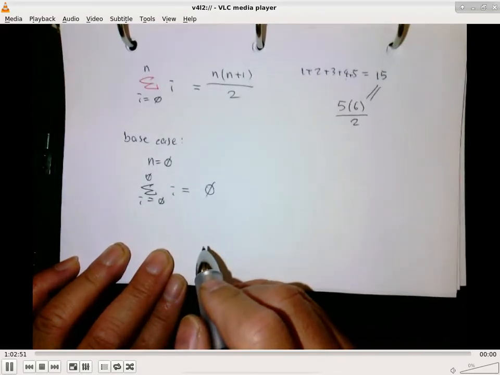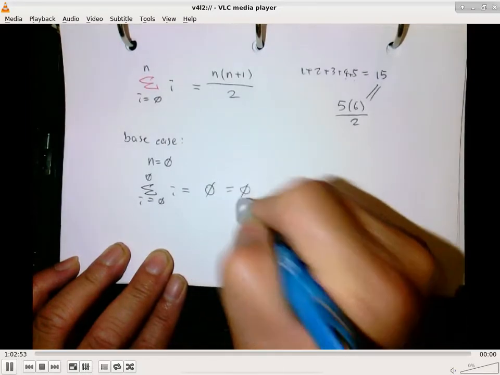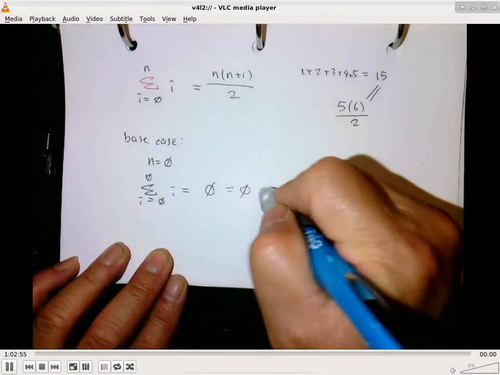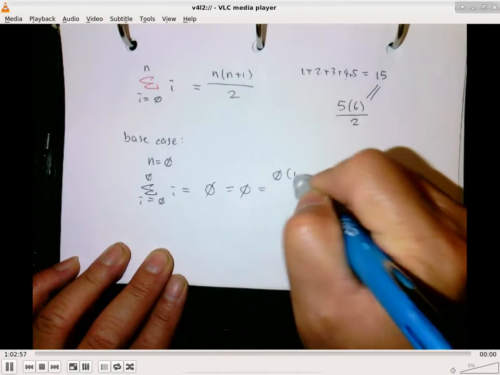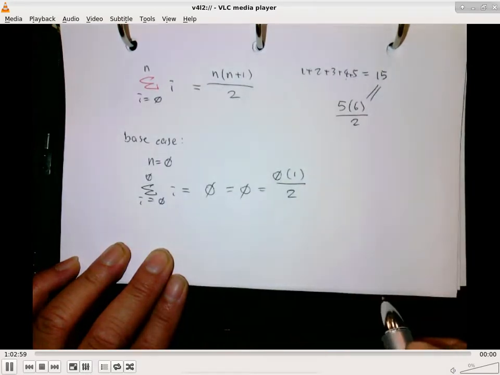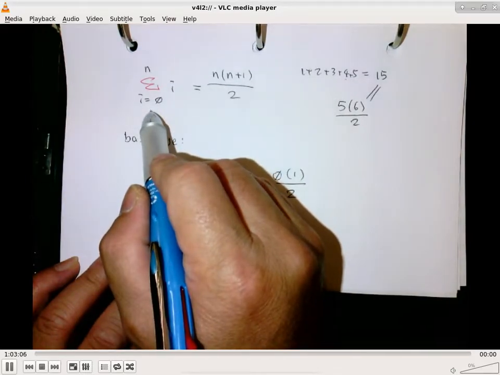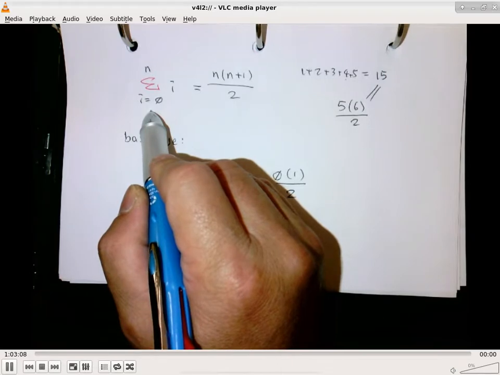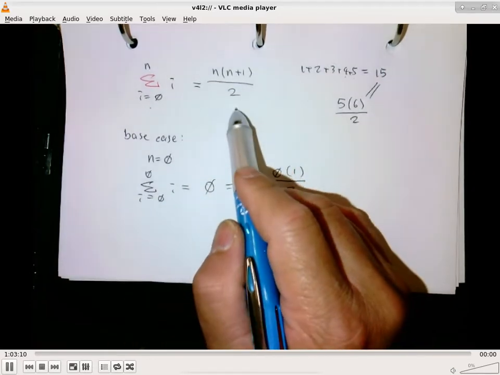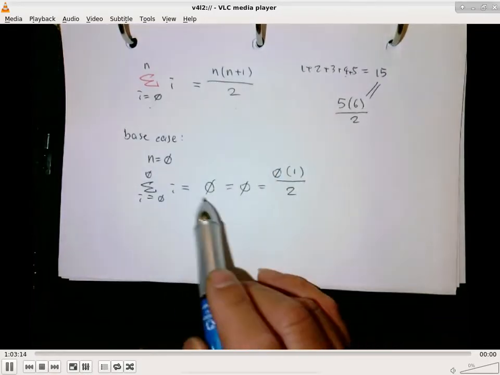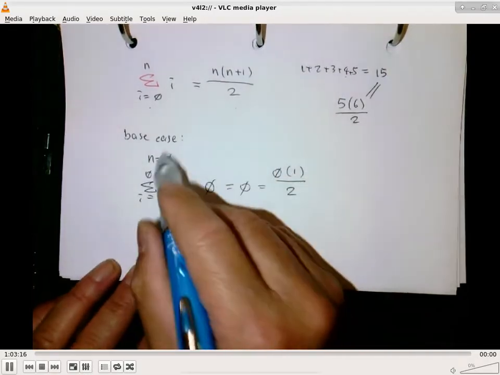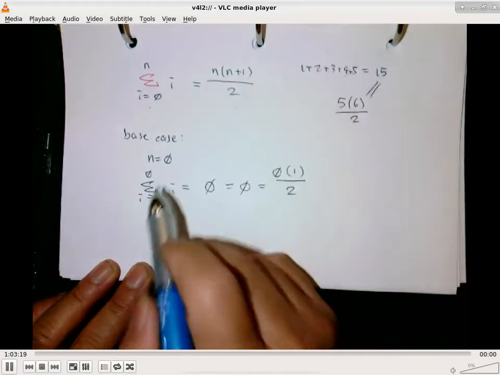Is that okay? 0 equals 0 is okay, right? This 0 can be 0 times 1, the whole thing divided by 2. You evaluate the left-hand side when n equals 0, that whole thing is 0. You evaluate the right-hand side when n equals 0, that is 0 as well. So we have 0 equals 0, so the base case is now proven when n equals 0.